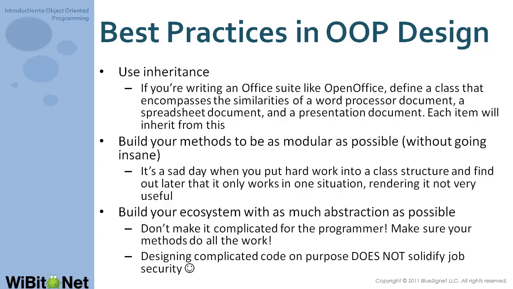Okay? Right. So let's just say if we wanted to do that from scratch, what we would do is define a single class that encompasses all the similarities of a word processor document, a spreadsheet document, and a presentation document. Then when we want to create each individual class, we inherit from this parent class that contains all the basic functionality. Right, so we'd have a document class, which would be the superclass.